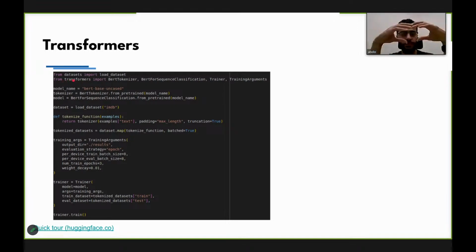Transformers have submodules, so every family of models has a submodule. For example, you have BertTokenizer, you have BertForSequenceClassification. So you have some for BERT, some for GPT-2, some for T5, and so on. So how do you know which one to load? You check the documentation. We will have a quick overview of the documentation in a few minutes.